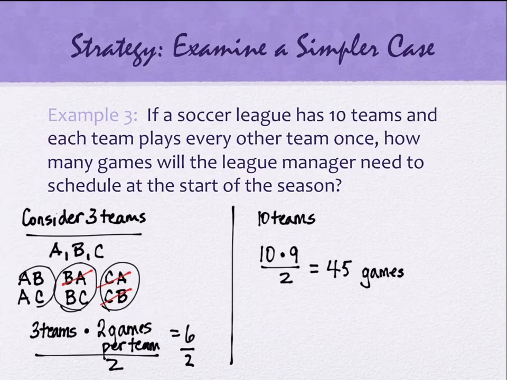So if I simplify the case down to a smaller number of teams, it's easier to see that everything's double counted and that I end up with double the number of games and so forth.